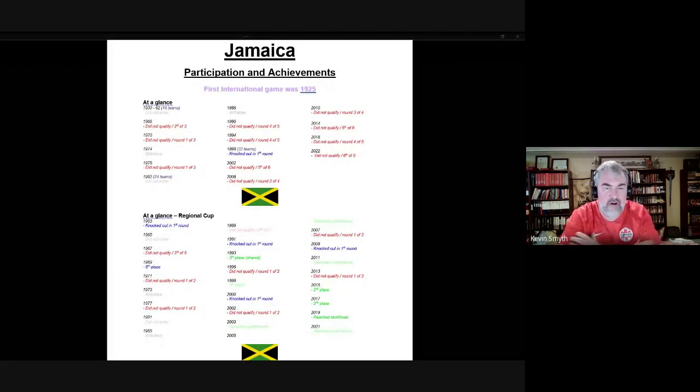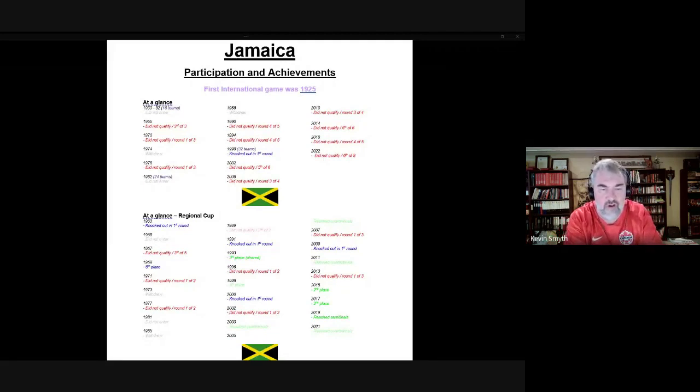And in summary of Jamaica's history, they're one of the strongest teams in the Caribbean locale. That locale, though, is generally weaker than the Central American locale and weaker still than Mexico and post-1991 USA. Jamaica and other Caribbean teams do rise up to challenge at the regional level in their good years.